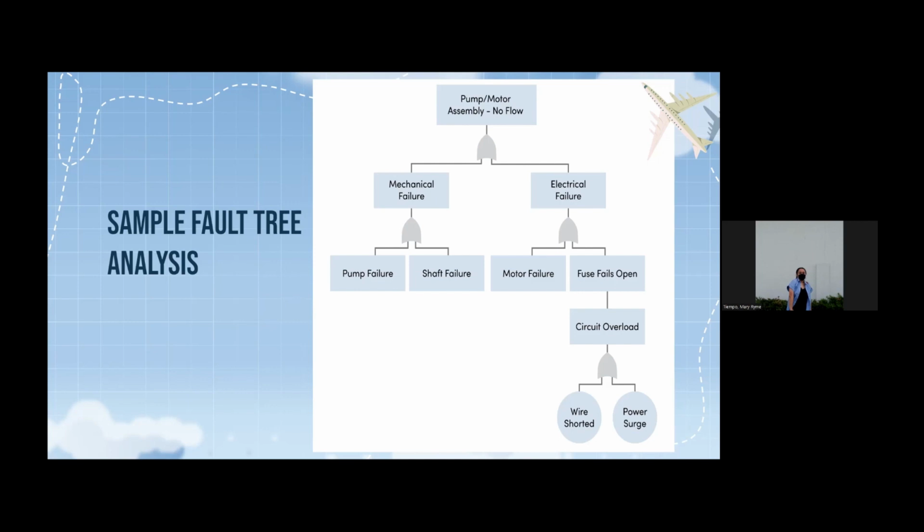So in this sample, you could see the fault tree analysis of a pump motor assembly that had no flow. You could see that to be either a mechanical failure or an electrical failure. And below it shows the possible reasons why it had failed. So by using this kind of analysis, you could easily see what could have been the possible reasons why the pump or motor assembly had no flow.